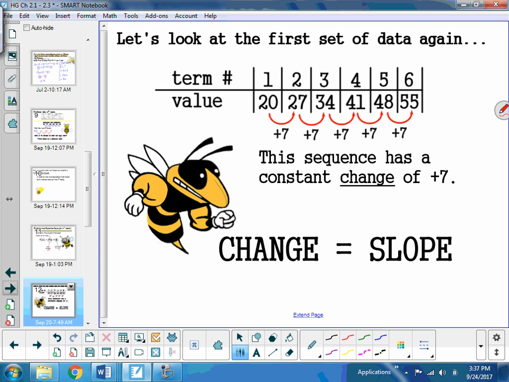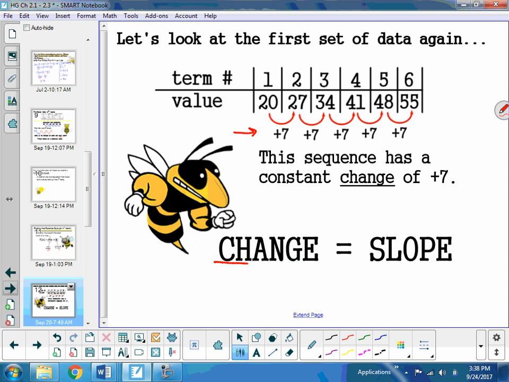I spelled this all out in your notes just so you have it written down, so just follow along here. We had term 1, 2, 3, 4, 5, 6. I just numbered them in order. We start with 20 and 27 and so on, and I have my plus 7, plus 7, plus 7. So I've shown you this pattern here. That shouldn't be a shock to you. So it has a constant change of 7.